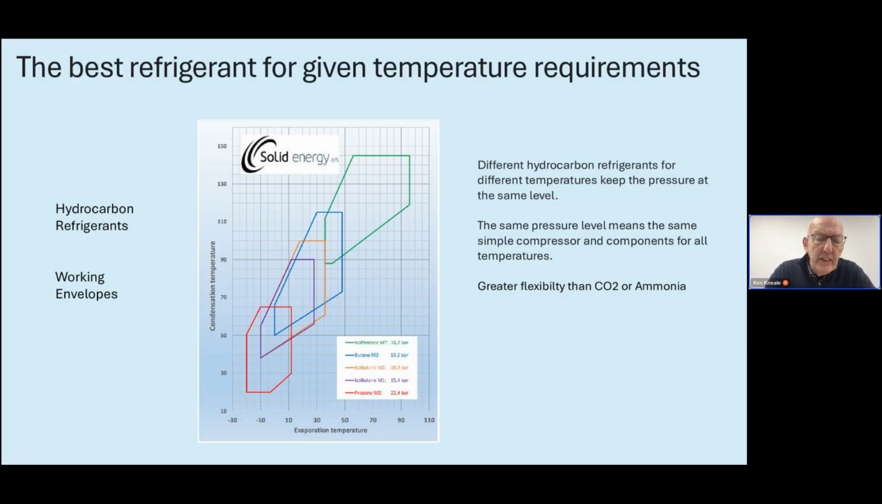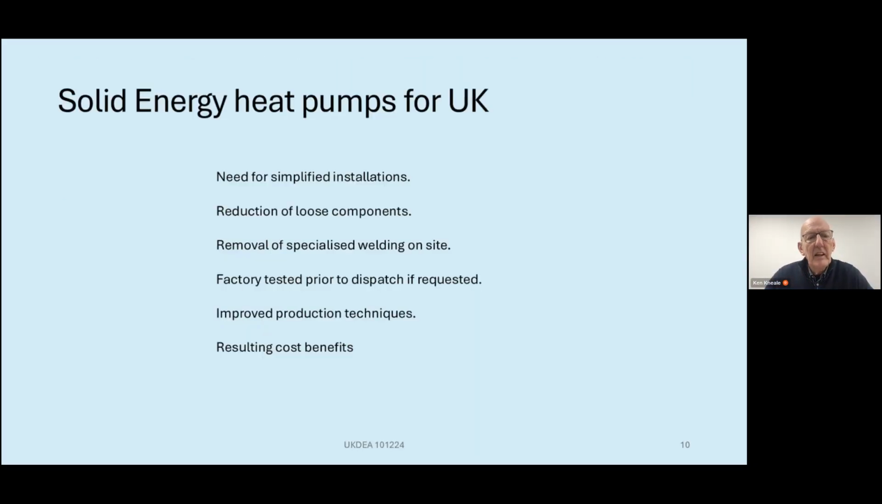This is an illustration of the working envelopes of the 4 hydrocarbon refrigerants. So we can go from low temperature in stages right through to the high temperature. And the great thing is that we're keeping the same pressures in the compressors. We are not putting anything under strain. We're using the advantages of the refrigerants to generate the temperatures that we need.